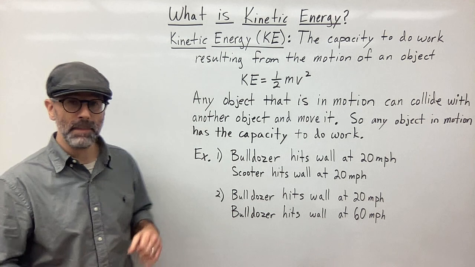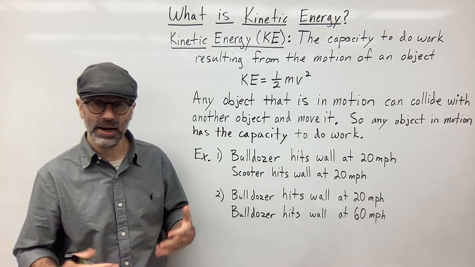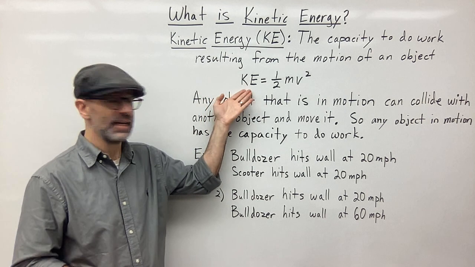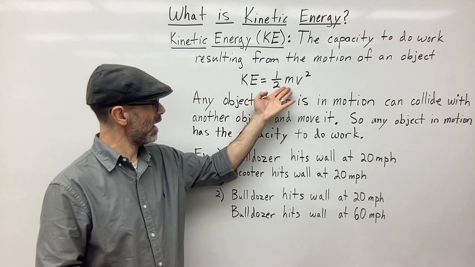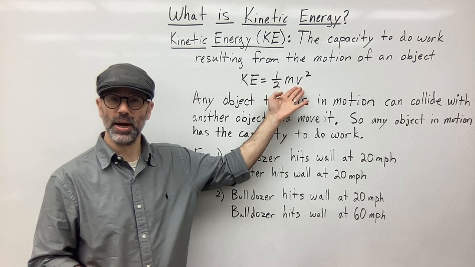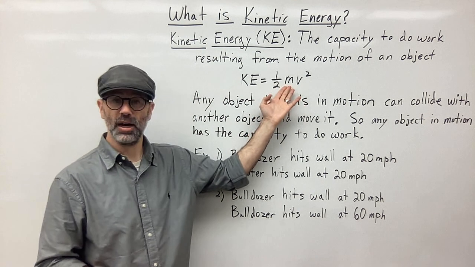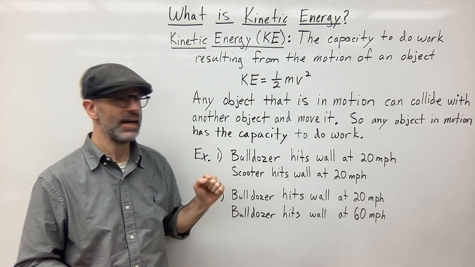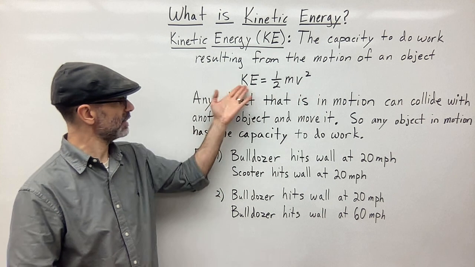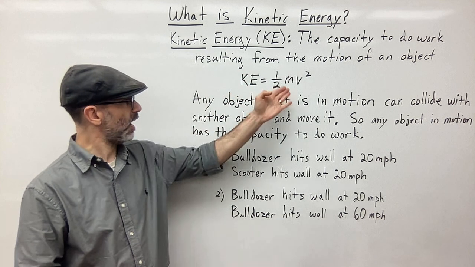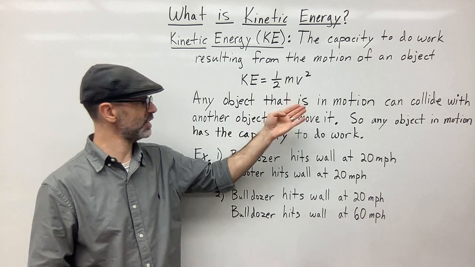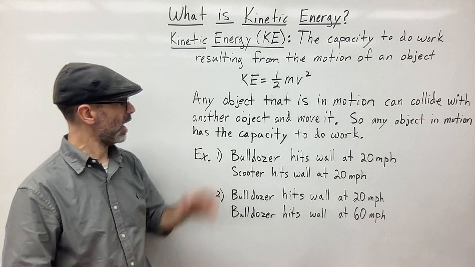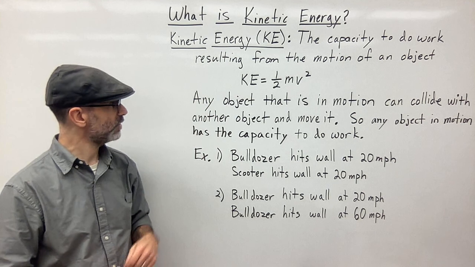For those of you who are mathematically inclined and would like an equation, this is the equation of kinetic energy. Kinetic energy is 1/2 the mass of the object times the velocity squared. So if you know the mass of the object and the velocity of the object, you can plug that into this equation and you can get the kinetic energy of that object. Mass is usually going to be in kilograms in this case, and the velocity is going to be in meters per second. And so that will give you the kinetic energy of the object.